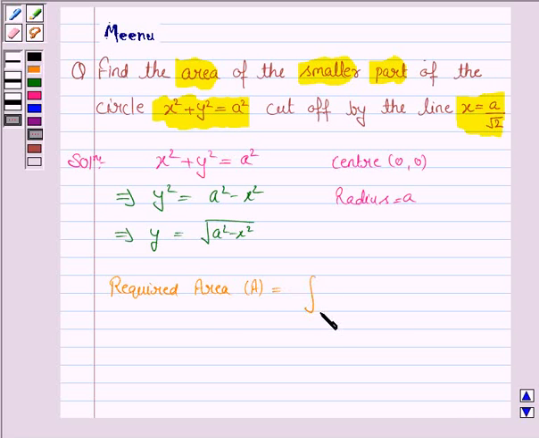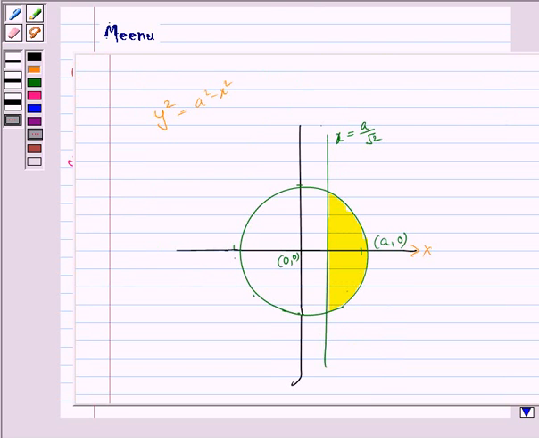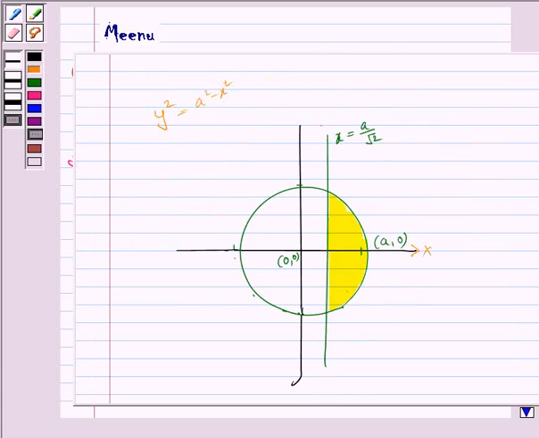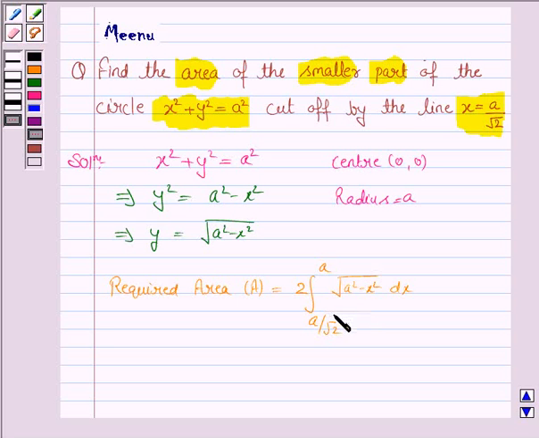denoted by A is given by the integral from a/√2 to a of f(x) dx. Here f(x) is √(a² − x²), and since we have taken just the positive square root, this gives us the area of the region just above the x-axis. So to find the complete area, we need to multiply the area of the region above the x-axis by 2, because it is the same as the area of the region below the x-axis. Now here we'll apply the formula for the integral of √(a² − x²).